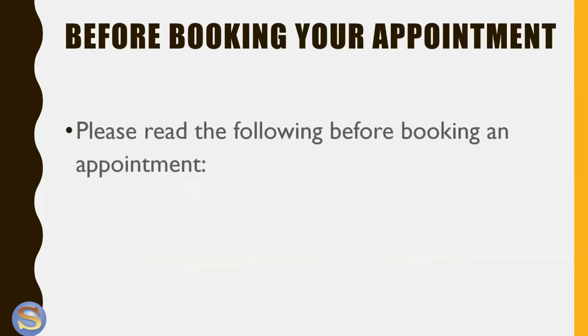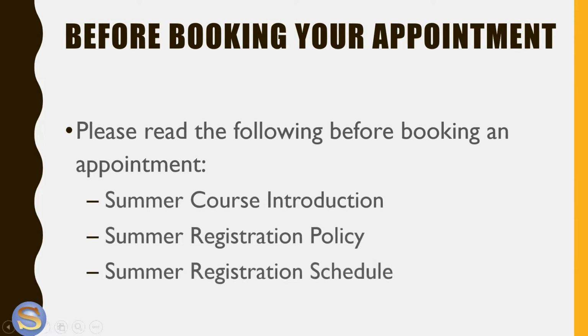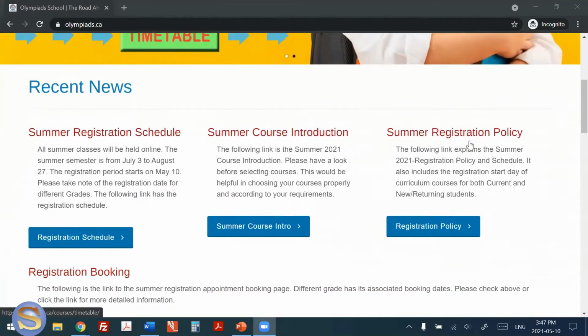Now that you understand the course code, you will need to carefully read the following documents before booking an appointment. These include the summer course introduction, the summer registration policy, and the summer registration schedule. Let me show you where to find each of these documents. You will first need to go to our website at www.olympiads.ca. Here you can find the summer course introduction.